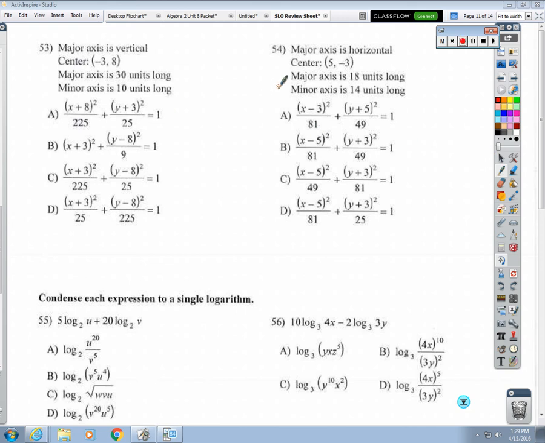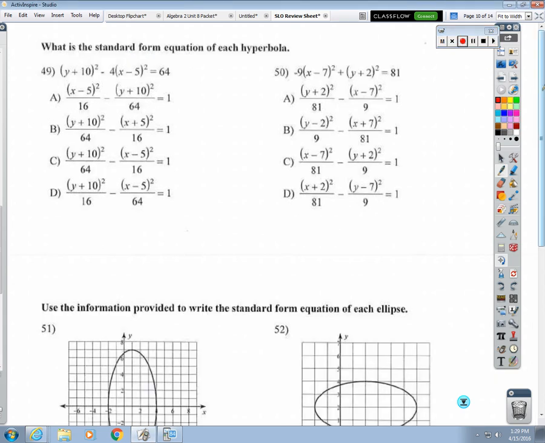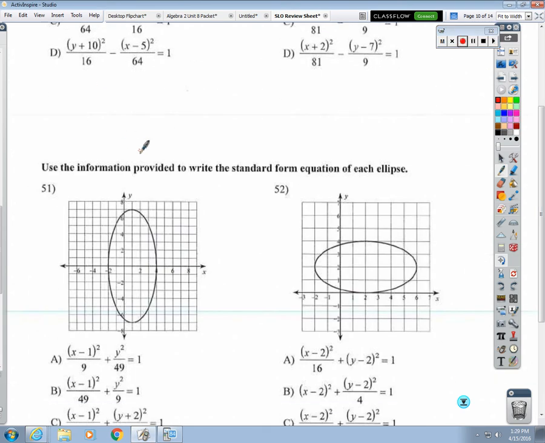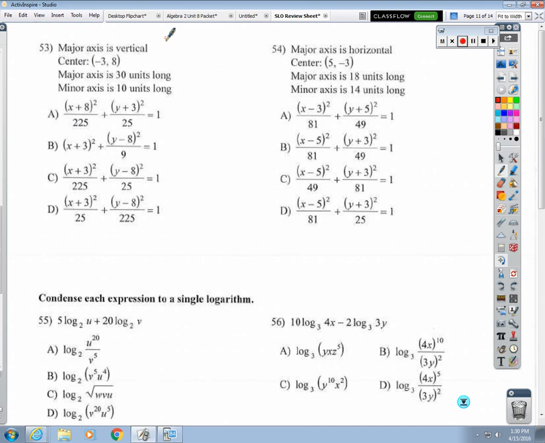Okay, starting with 53. The directions for this question are on the previous page, so let me flip back and read them. Use the information provided to write the standard form equation of each ellipse. So this is an ellipse with a major axis that's vertical, a center of -3/8. The major axis is 30 units long. The minor axis is 10 units long.